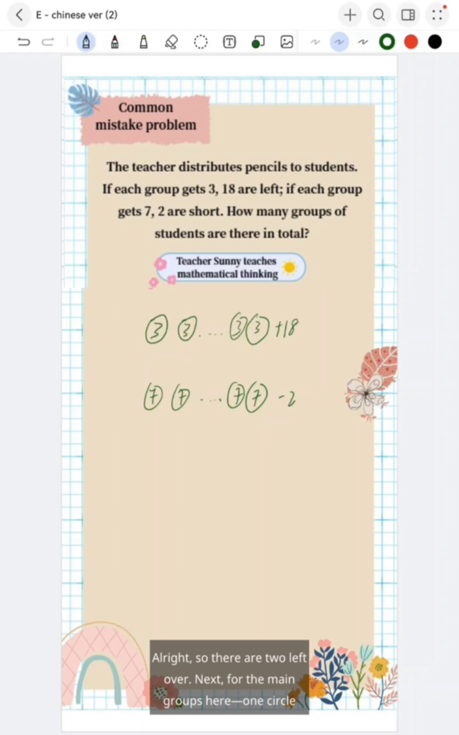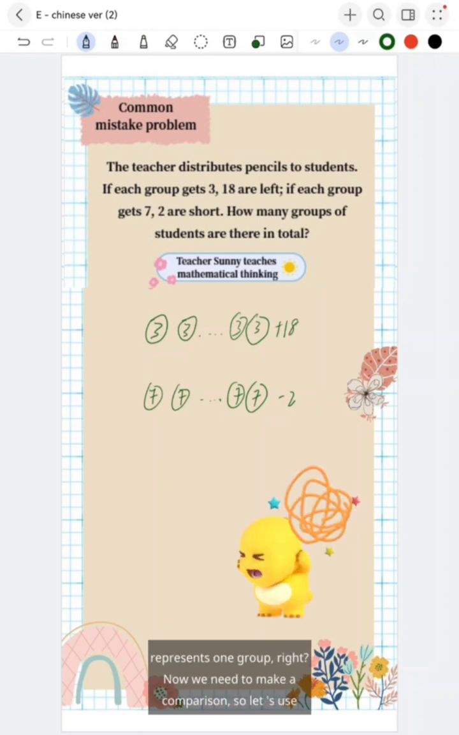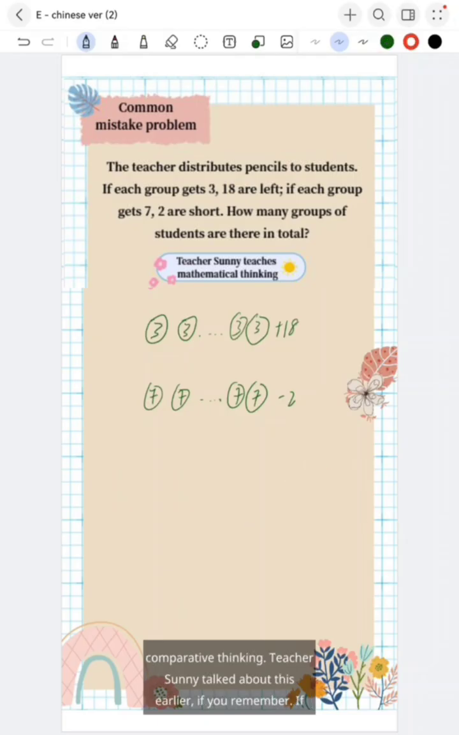Next, for the main groups here, one circle represents one group, right? Now we need to make a comparison, so let's use comparative thinking. Teacher Sunny talked about this earlier, if you remember. If you do, this question will be easy to solve.